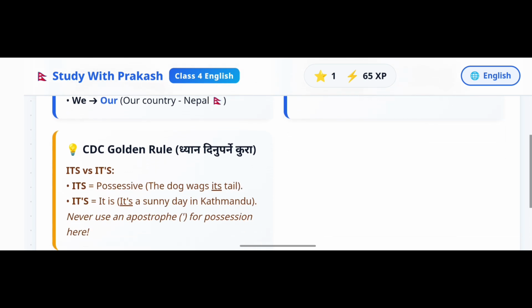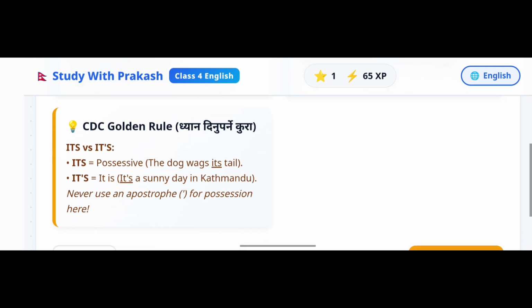Okay. Now, its without apostrophe is a possessive adjective. For example, the dog wags its tail. And it's with apostrophe is the short form of it is. For example, it's a sunny day in Kathmandu. Never use an apostrophe for possession here.